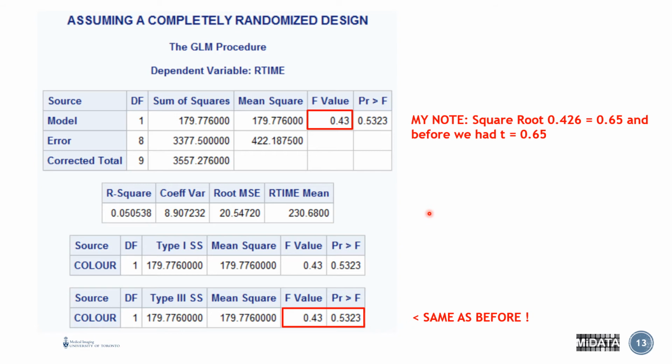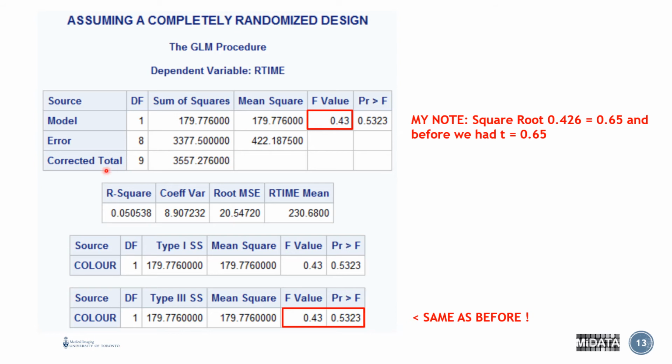Now, the other thing that I would like to point out is the F statistic, so the value from the F test. If you take the square root of it, it's equal to 0.65, and this is equal to the t statistic that we had when we did the t-test. So the F statistic is equal to the t statistic squared. This is just an interesting relationship between the two tests.